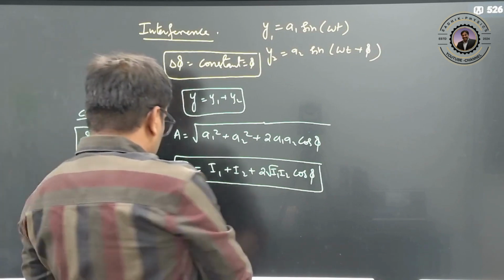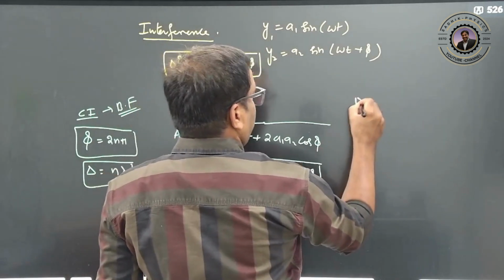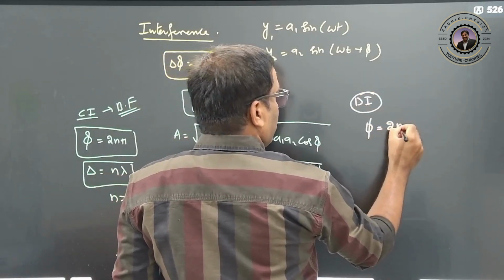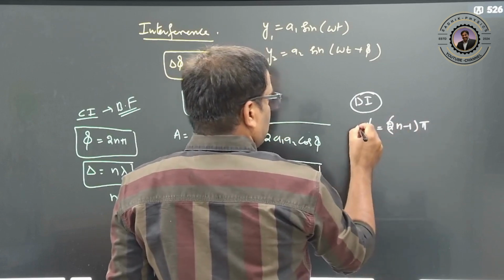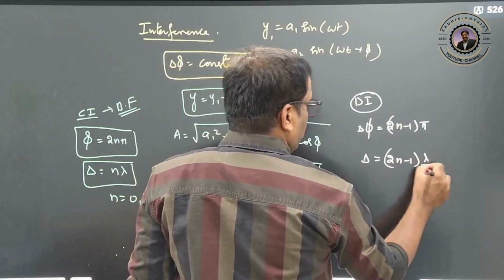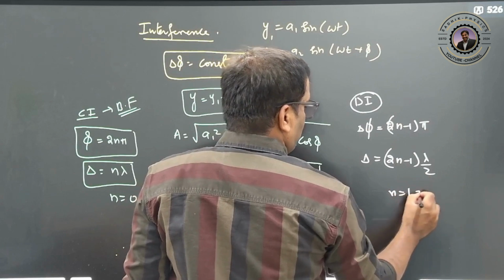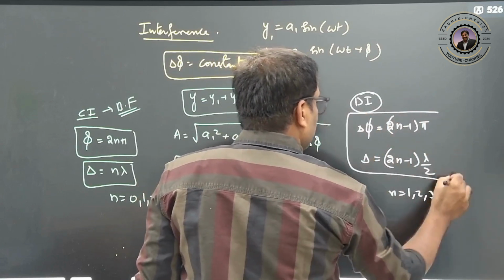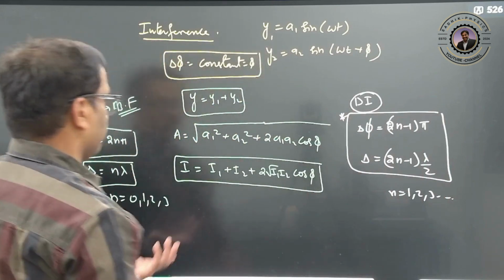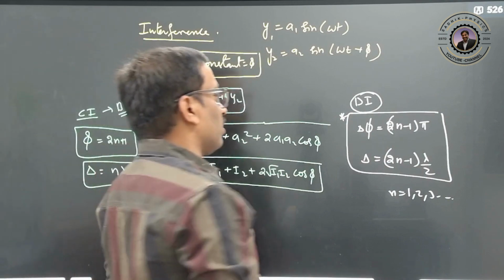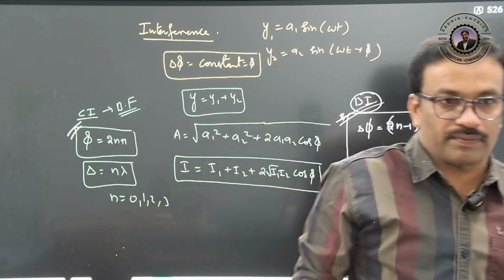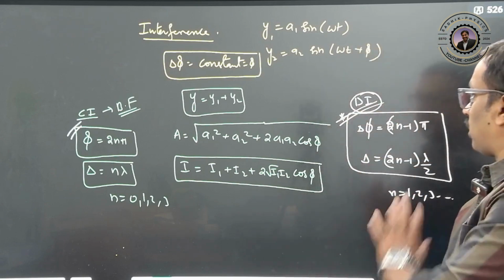Clear? Now destructive interference. The phase difference is (2n minus 1) pi, and the path difference is (2n minus 1) lambda by 2, where n starts from 1, 2, 3 and so on. Clear? So phase difference and path difference we already discussed. These are the two important things we are going to use thoroughly in this video.